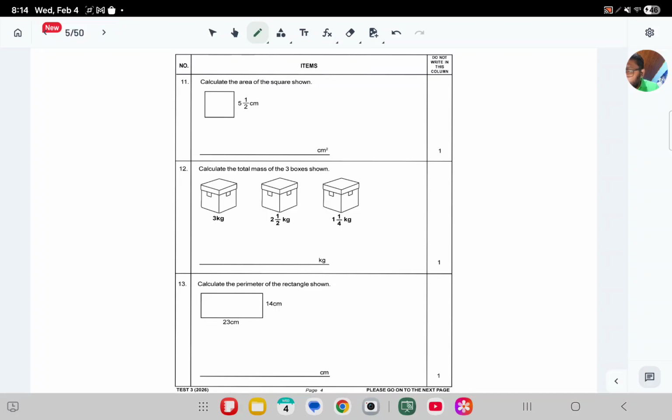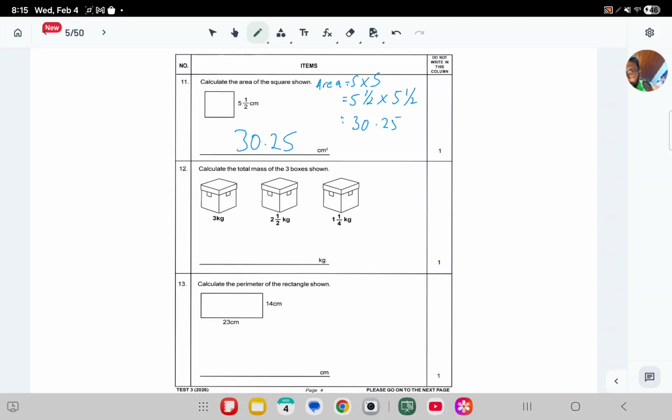Moving on now to number 11. They said calculate the area of the square shown. Area of a square is equal to side multiplied by side, which is equal to 5.5 multiplied by 5.5. We could change both of them to improper fractions and multiply, or we could change them to decimals and multiply. So we could say 5.5 multiplied by 5.5, which will give us 30.25. So 30.25 centimeters squared.